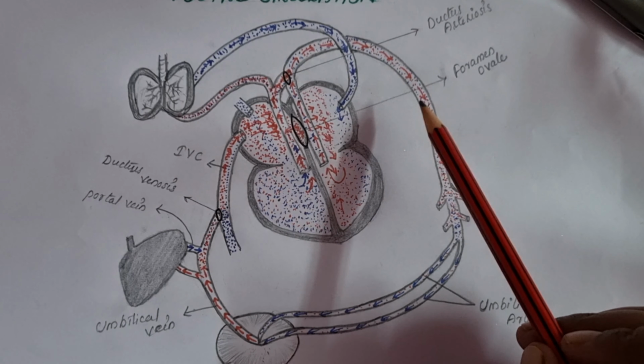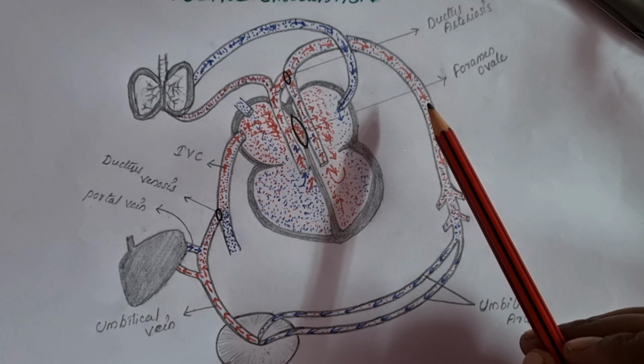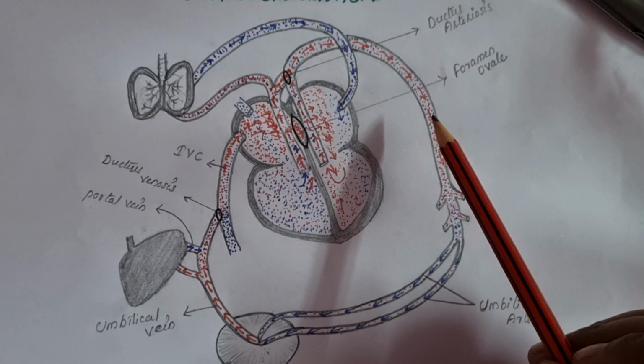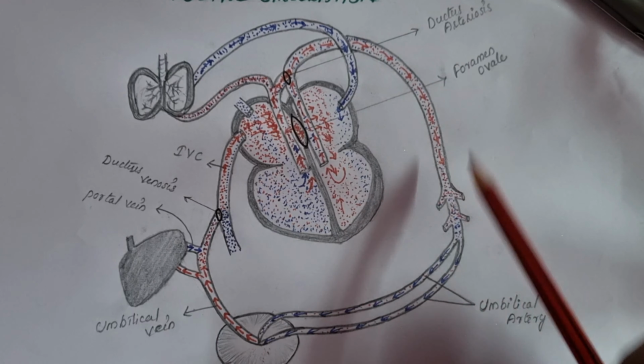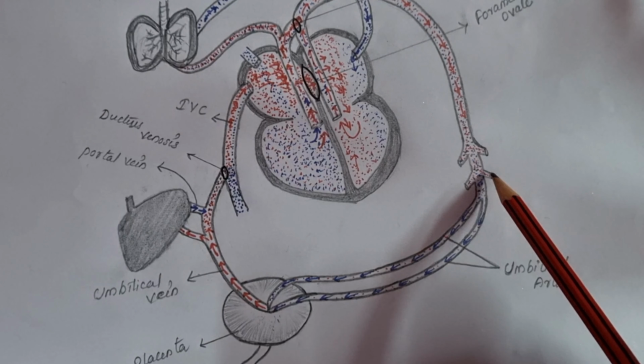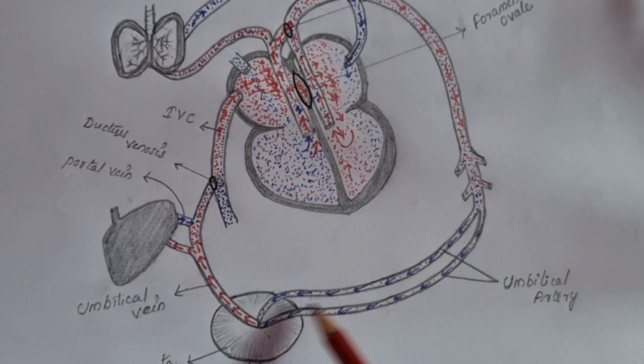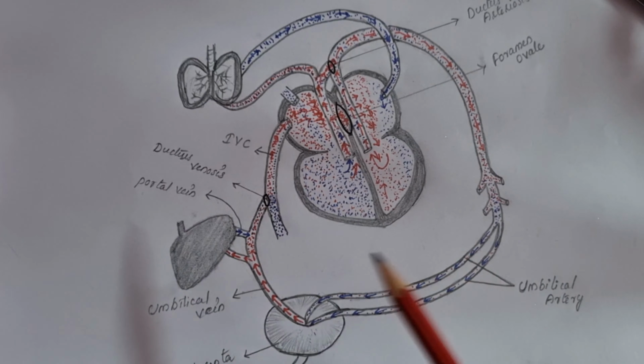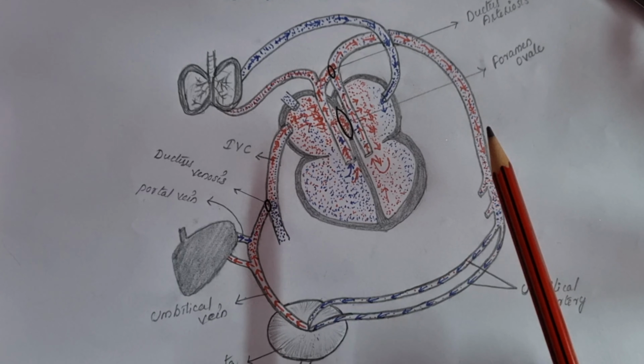Finally, the aorta supplies around 60% of the blood all around the body through its branches, and the remaining blood enters back to the placenta through the umbilical artery. So we have two umbilical arteries here. It is called fetal circulation.